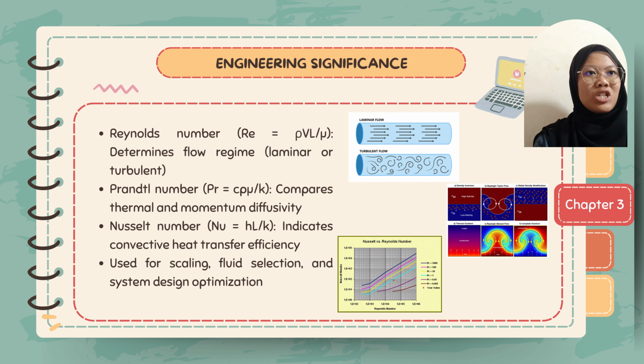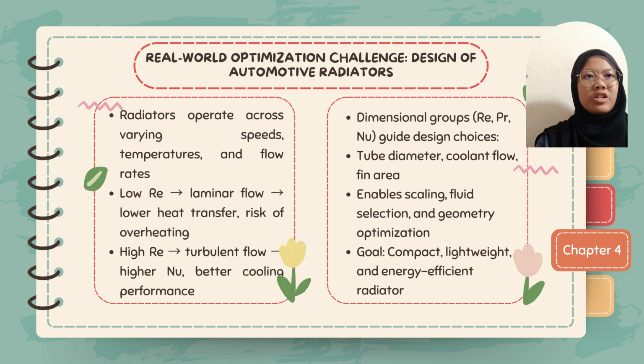These groups help engineers choose fluids, optimize geometry, and scale lab tests to real systems, ensuring performance while reducing the number of tests used and cost. A real-world example of using dimensionless groups is automotive radiator design. A radiator must cool an engine effectively under various driving conditions. At low fluid or air velocities, the Reynolds number is low, causing laminar flow, which limits heat transfer. At high Re, turbulent flow increases the Nusselt number, improving the cooling efficiency.